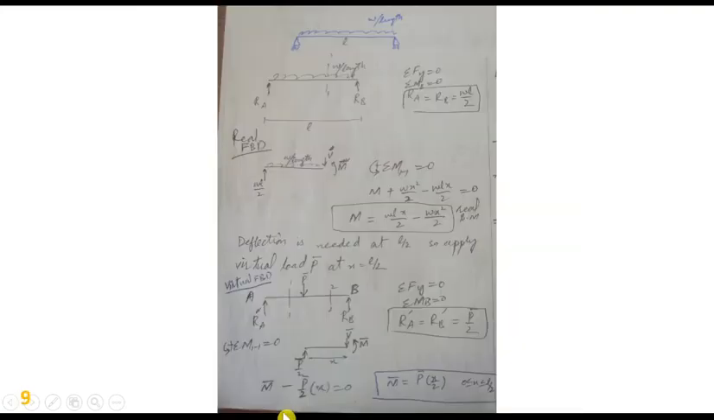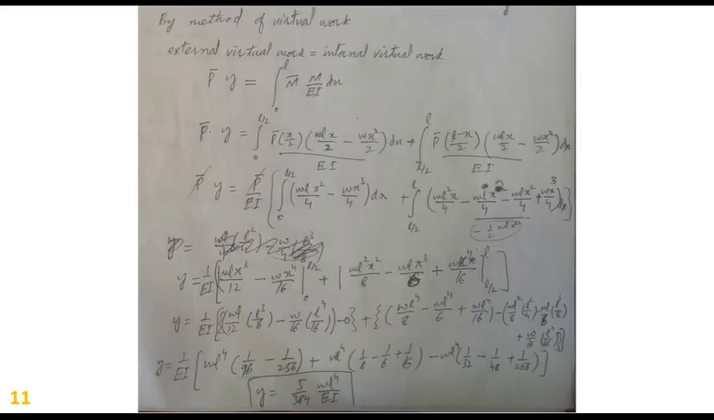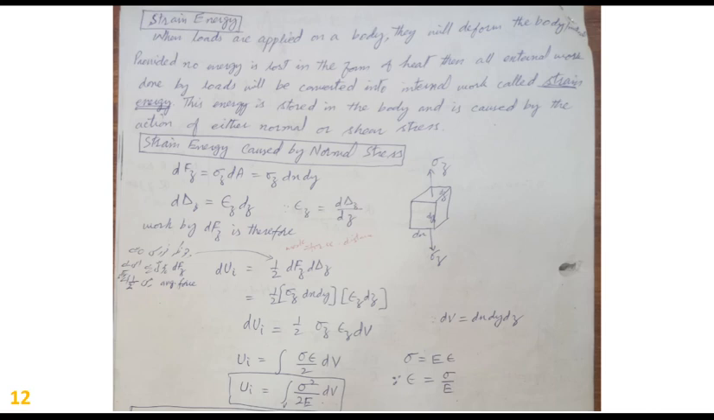Similarly, if you have to find the slope, let's suppose at the midpoint, then what will be the difference? Here, instead of P bar, you have to apply M bar, a fictitious moment, a virtual moment. Due to that, you have to find the reactions and all other things. Fine. So that will be the way to proceed.